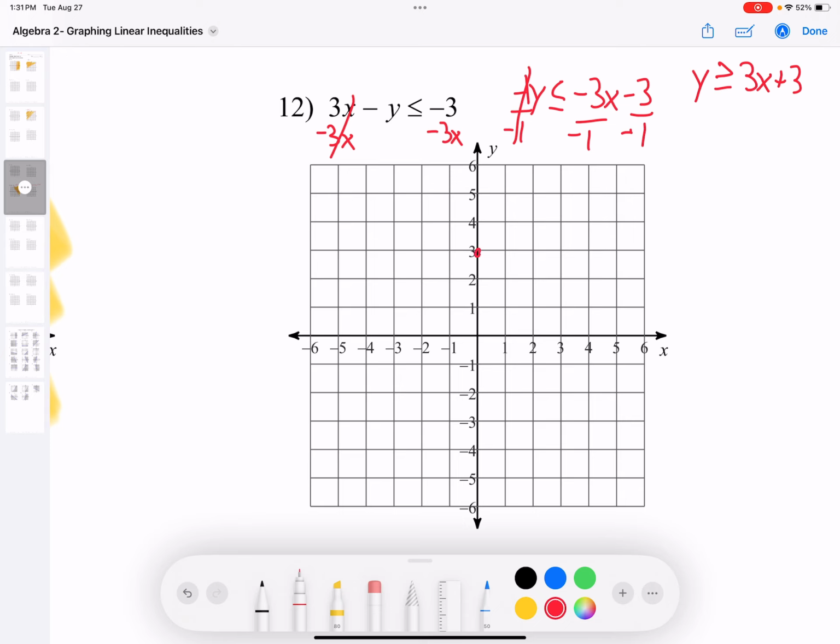So we're going to go to positive 3 on our y, plot our point. We are going to go up 3, right 1, plot our next point. And this one gets a solid line because it has that equal to symbol underneath. And then y is greater than, so I look for where the up arrow is, and I shade over on that side. Okay?